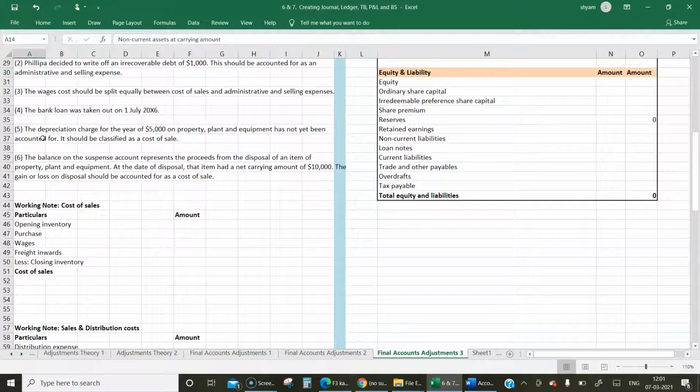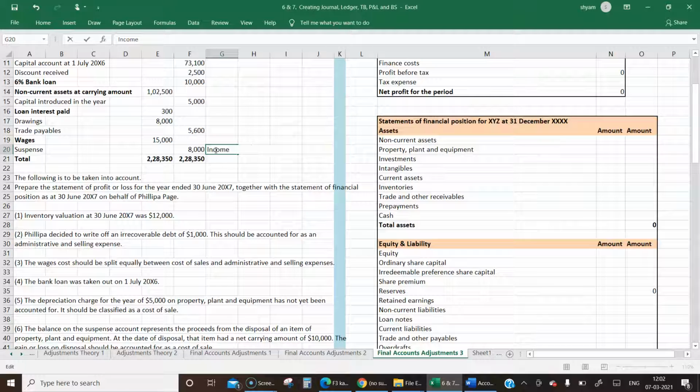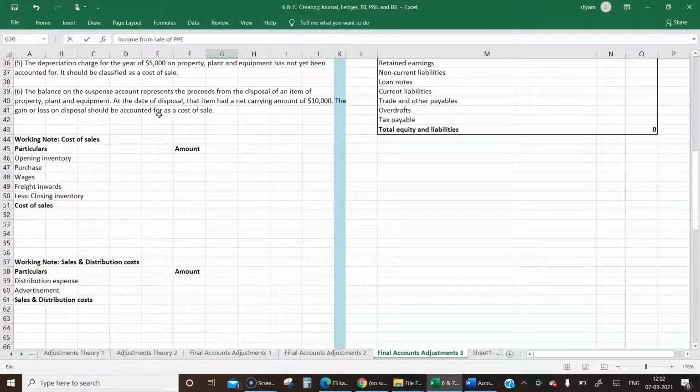The last one is the balance on the suspense account, which represents the proceeds from the disposal of an item of property, plant and equipment. So that seems to be an income. It is neither a liability nor a profit. It is an income from the sale of property, plant and equipment. So that's about that item.